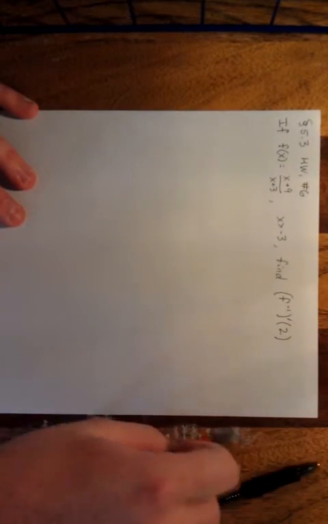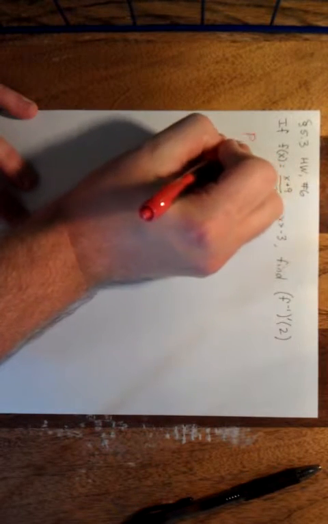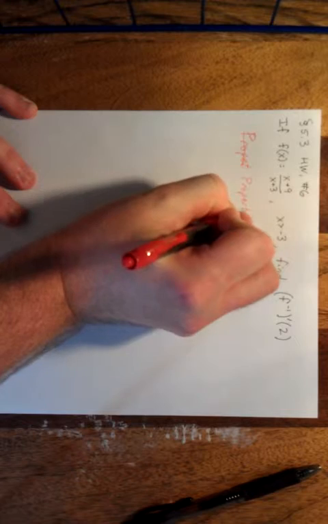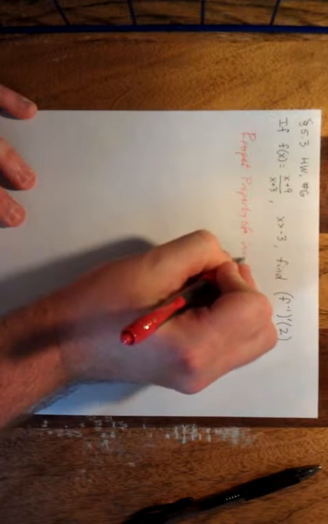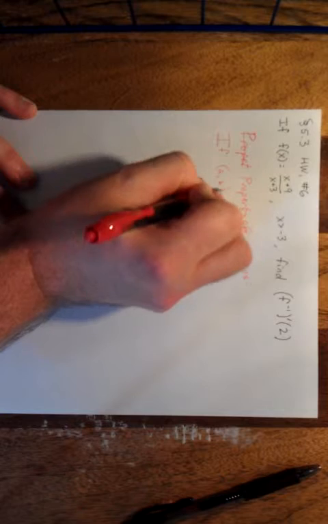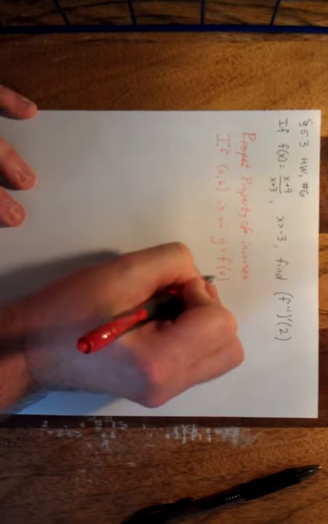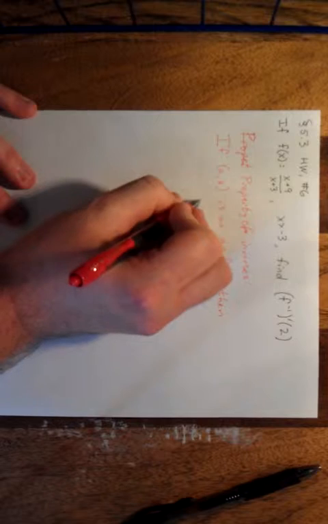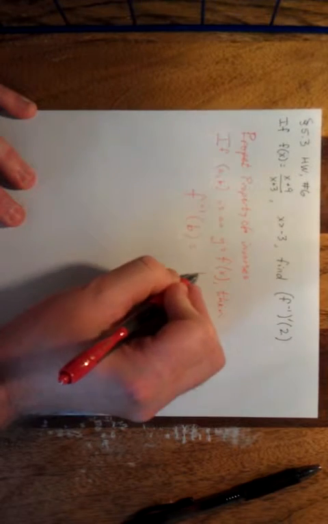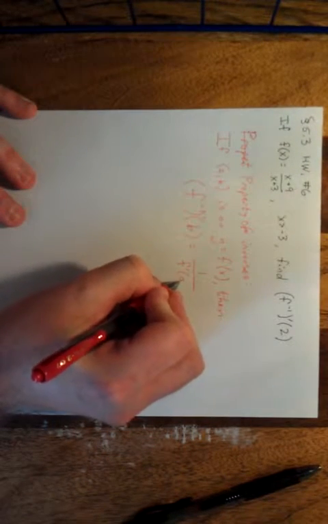Now, in order to do that, we're going to recall one of the properties from class for finding derivatives of inverse functions. Property of inverses: if the point (a, b) is on the graph of y equals f of x, then the derivative of the inverse function evaluated at x equals b is the reciprocal of the value of the derivative of the original function evaluated at x equals a.